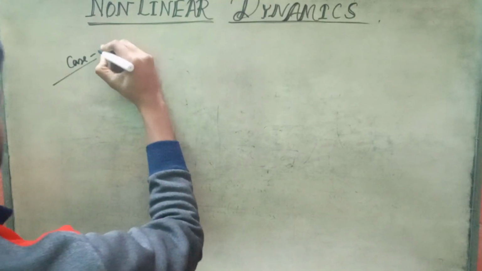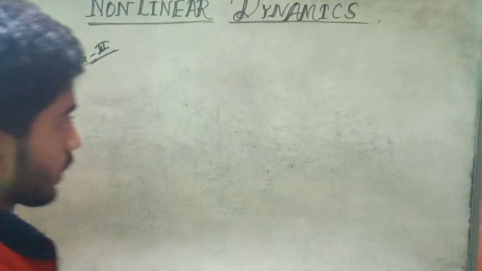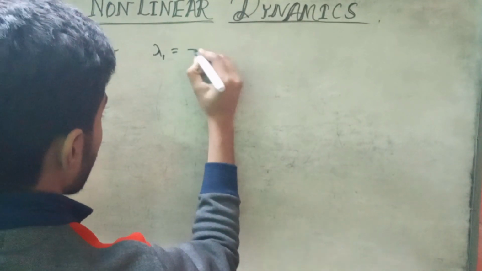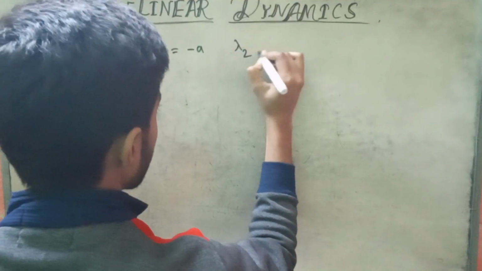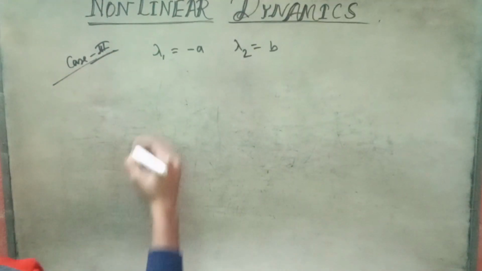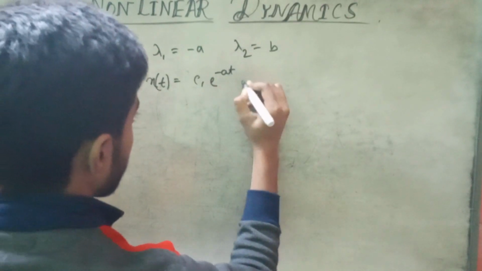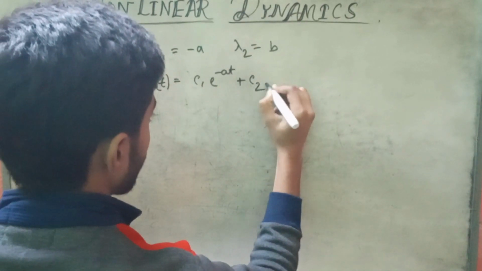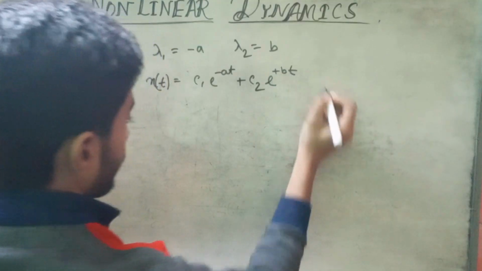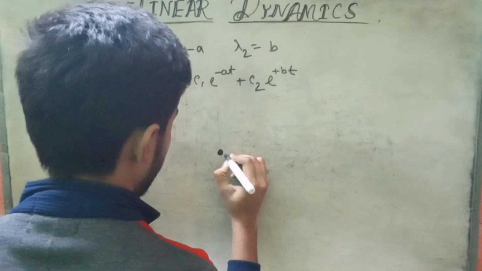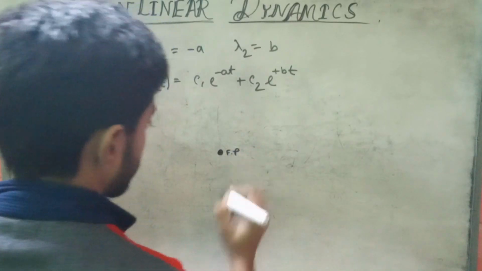This is case 3. When one eigenvalue is positive and another eigenvalue is negative, what happens? Let's say lambda 1 equals minus a and lambda 2 equals b. So we can write its solution as c1 e to the power minus at plus c2 e to the power bt, right? So this is a fixed point.